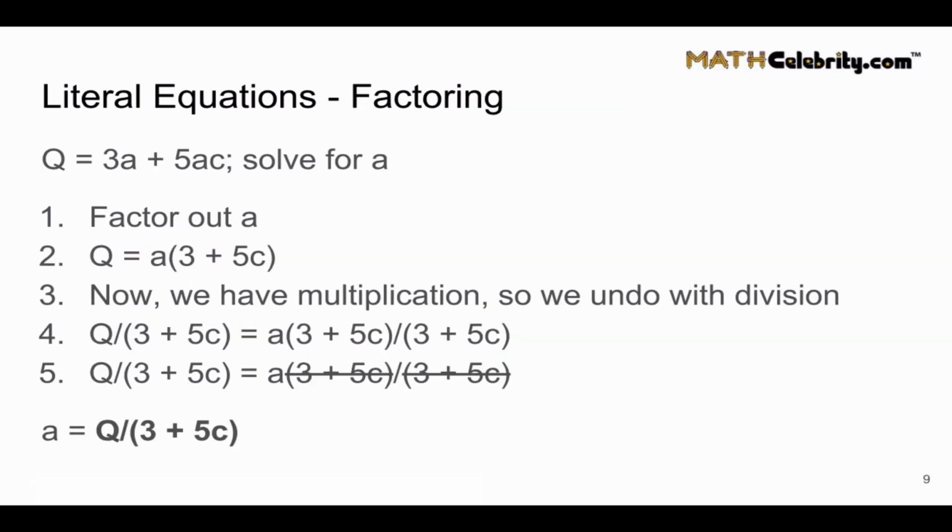So we'll walk through one more literal equation that you'll see on your homework and exams, and this is factoring. Now we're not using the opposite principle on this one, but we're using a trick to isolate your variable. So this time our literal equation is Q equals 3 times A plus 5 times A times C. What we want to do is solve for A. Now the challenge in this problem is there's more than one A term.